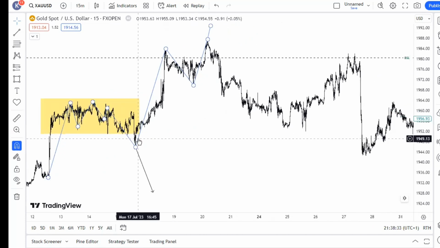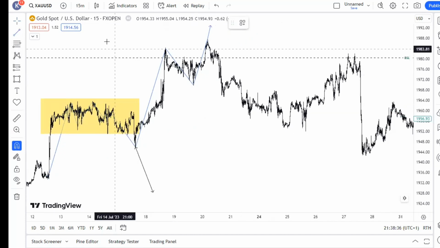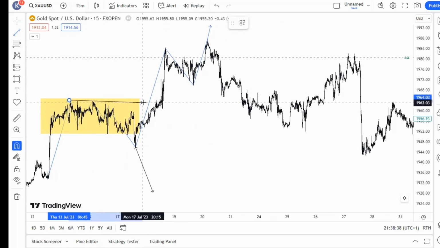Then look at what happened now. Price still later went up. Guys, don't forget, this is what we're looking at here.